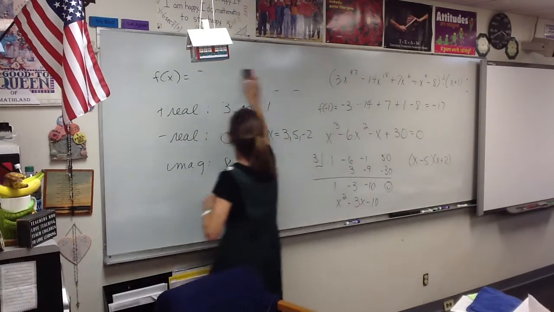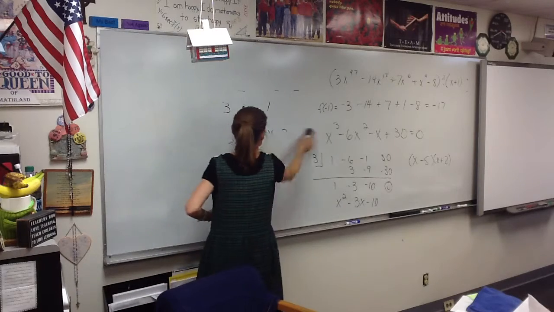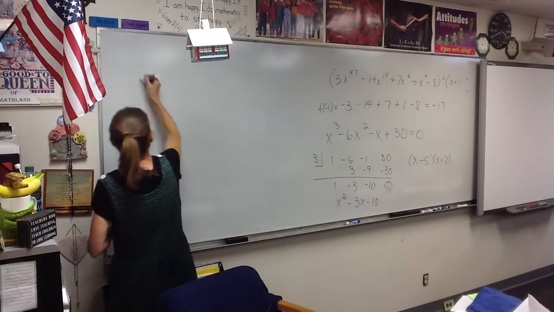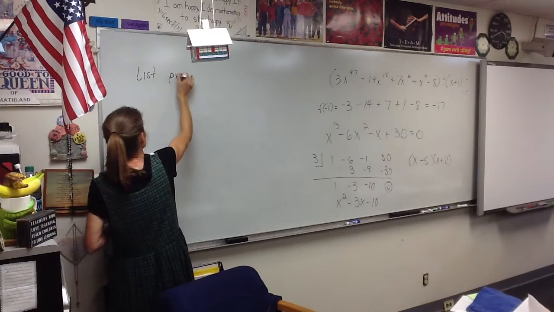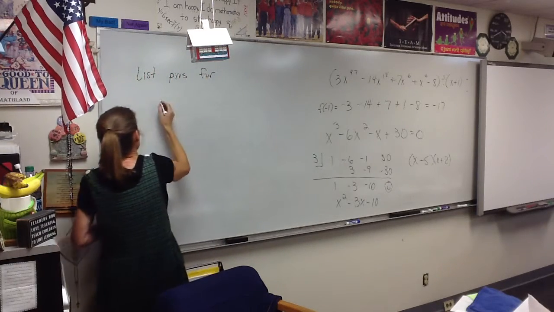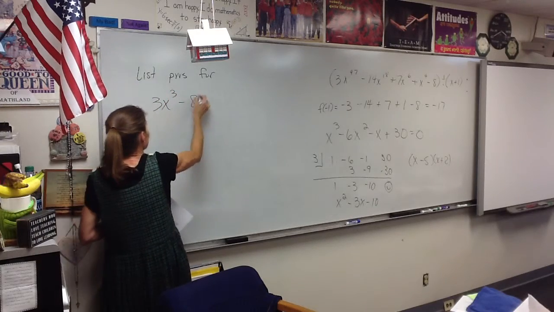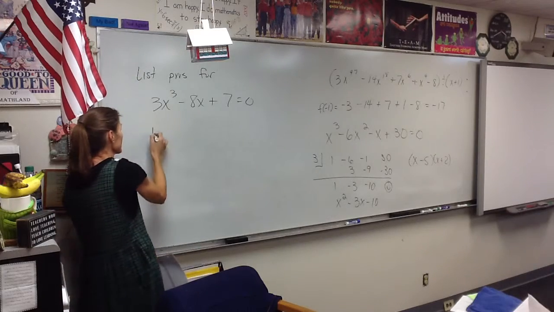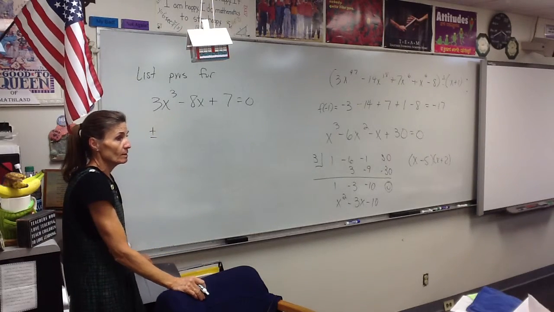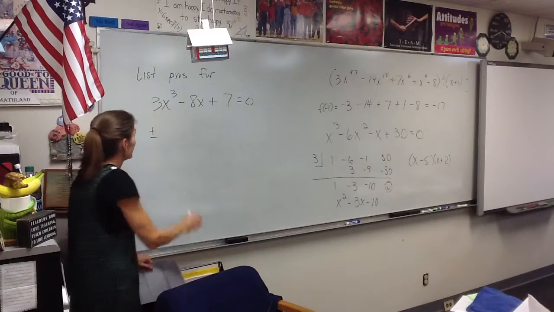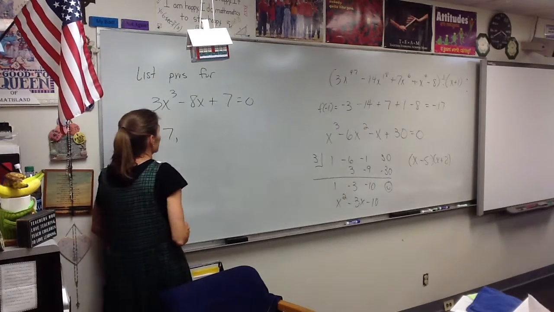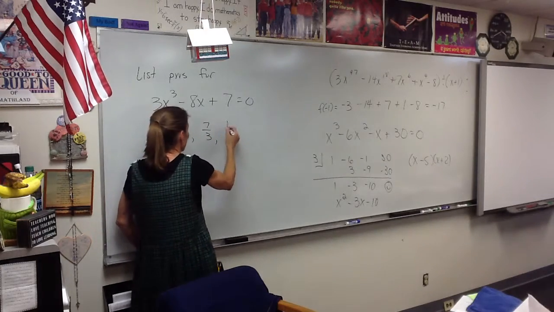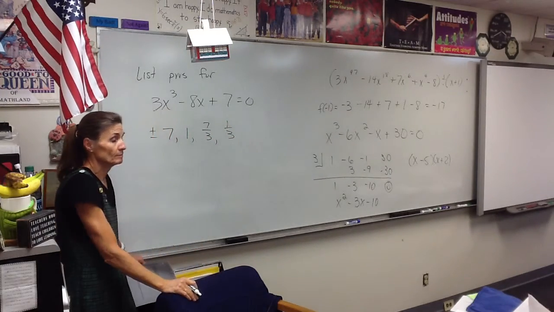Let's try this. Let's list the PRRs for 3x cubed minus 8x plus 7. Gotta make a list, plus or minus. What's in the list? 7, 1, 7/3, and 1/3. Everybody good with that?